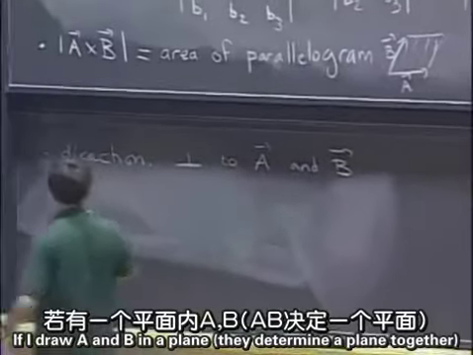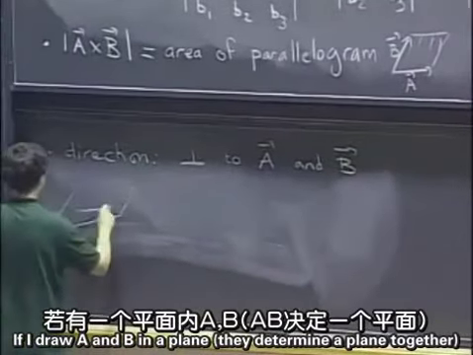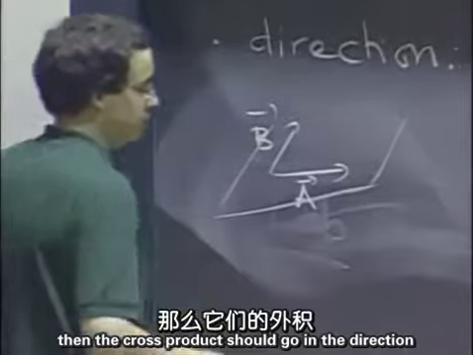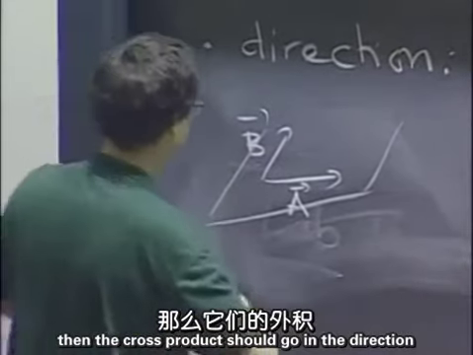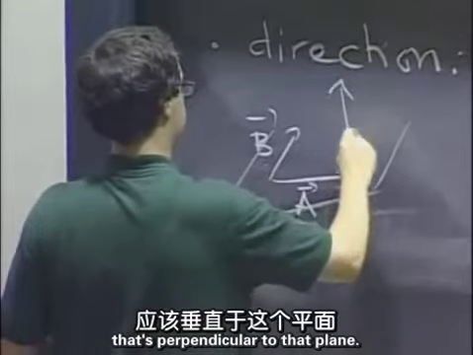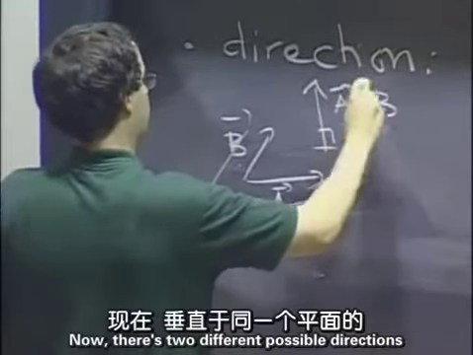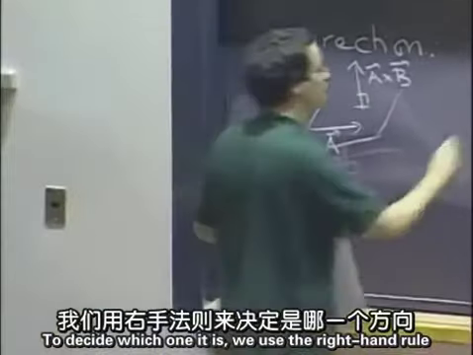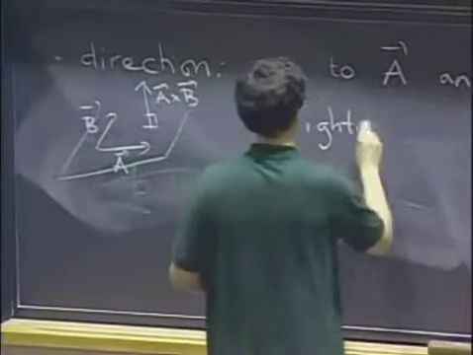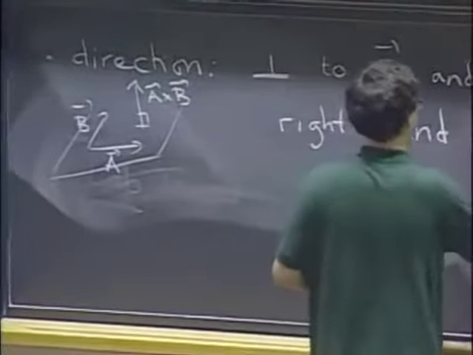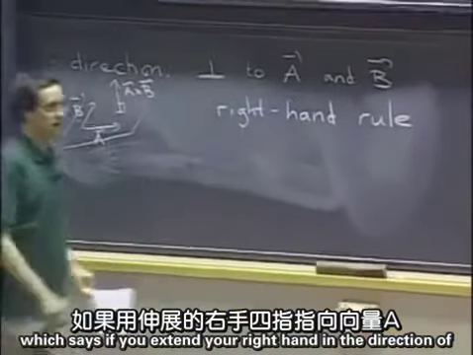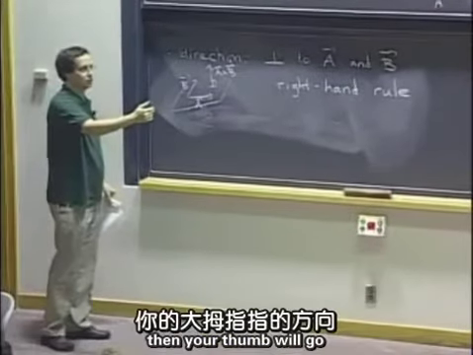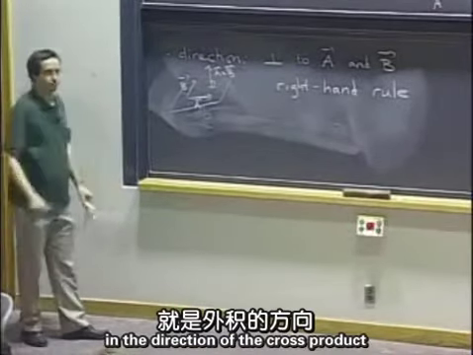So in fact, if I draw A and B in a plane, to determine a plane together, then the cross product should go in the direction that's perpendicular to that plane. Now, there's two different possible directions that are perpendicular to a plane, and to decide which one it is, we use the right-hand rule. Which says if you extend your right hand in the direction of vector A, then curve your fingers in the direction of B, then your thumb will go in the direction of the cross product.